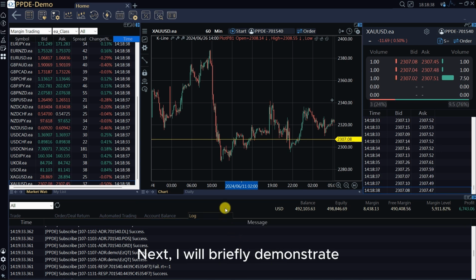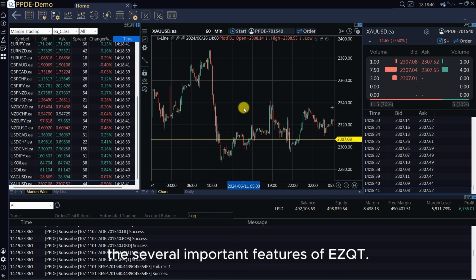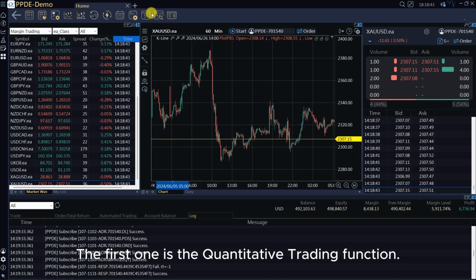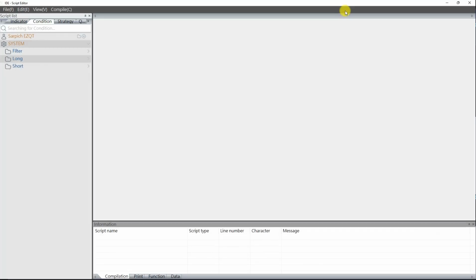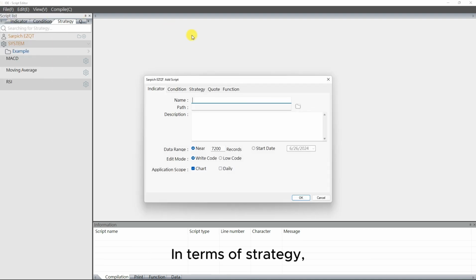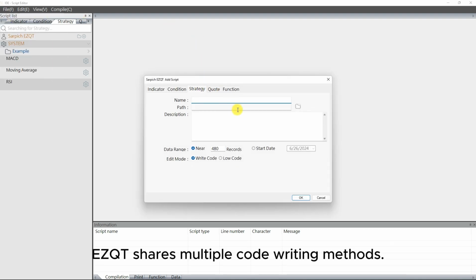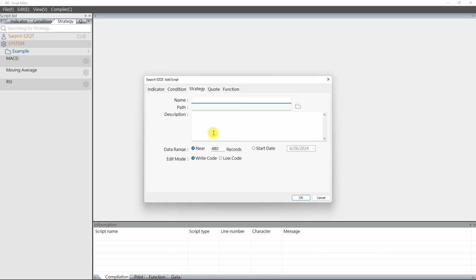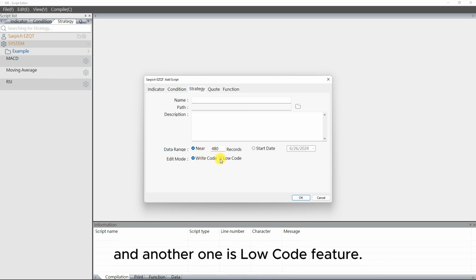Next, I will briefly demonstrate several important features of EzQT. The first one is the quantitative trading function. It is the function with which users can develop their strategy. In terms of strategy, EzQT offers multiple code writing methods. One is the write code feature and another one is the low code feature. So, what is the difference between these code writing methods? Users without knowledge or skills in coding can also develop their own strategies by using the low-code feature.